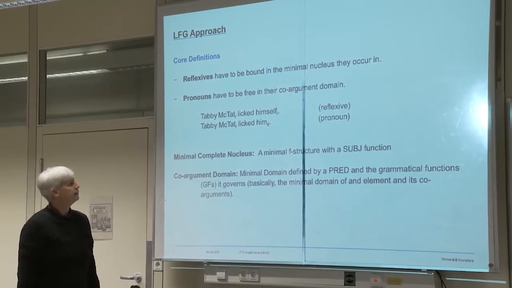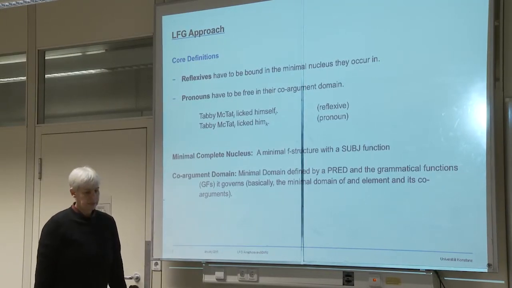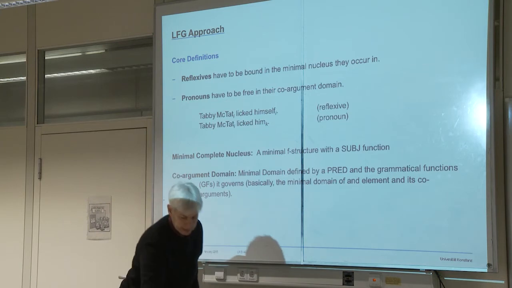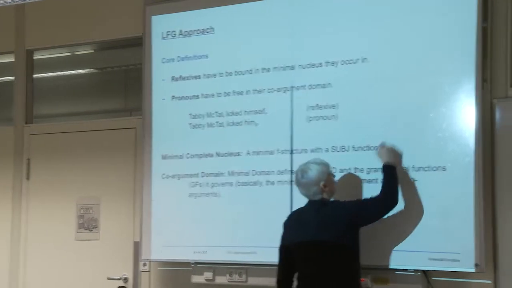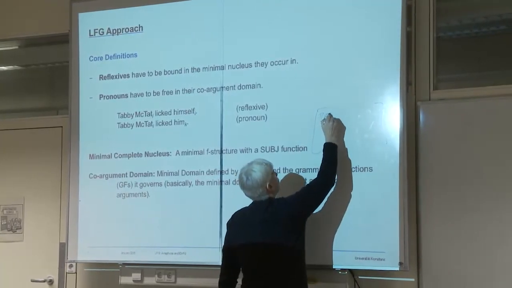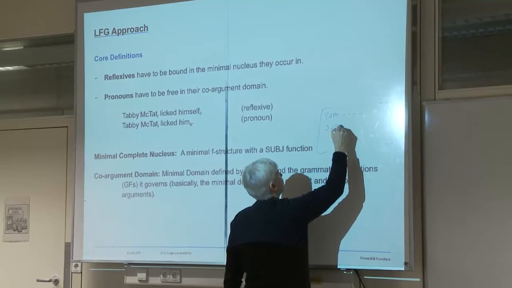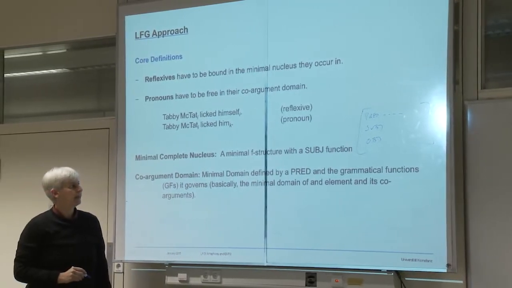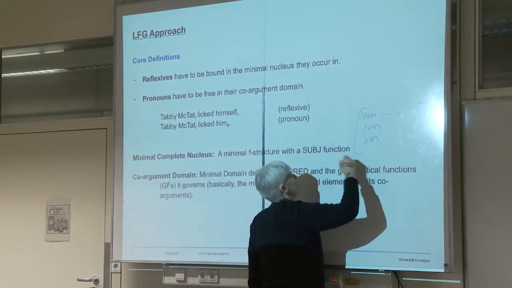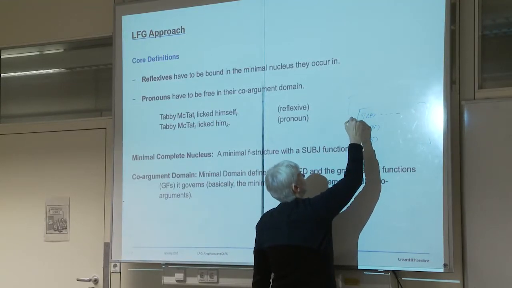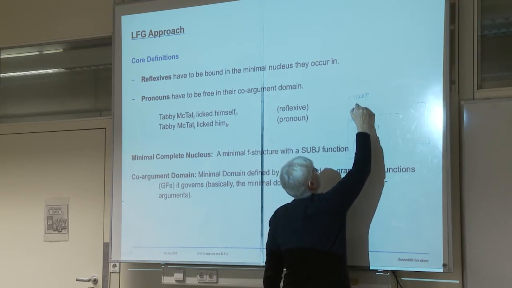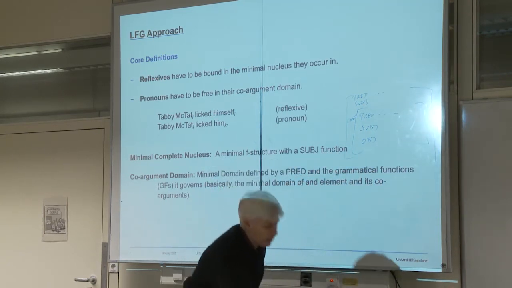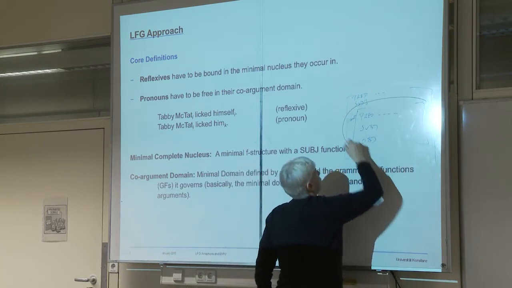Okay, so here's just the LFG. Here's the definitions. Minimal complete nucleus is a minimal F structure with a subject function. So for example, something like this, where we have a pred, and it has something in it, and there's a subject and an object. This would be a minimal F structure with a subject function, okay? And if we have something on top of that, if we have a pred with another pred in it, for example, a comp, we have another pred here. This is still the minimal F structure. Okay, this would be the minimal F structure.